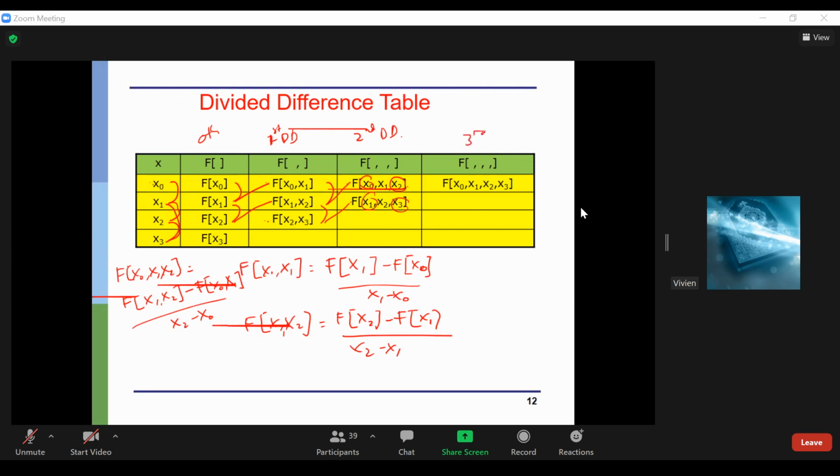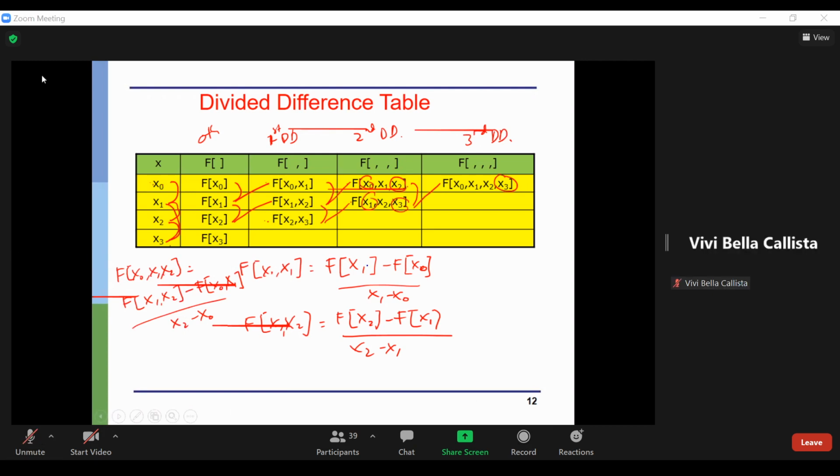Now we want to find the third divided difference, the fourth column. So how to calculate this one? That will be equal to f[x1, x2, x3] minus f[x0, x1, x2] divided by the largest, which is x3 minus x0. Okay, can you follow this? Yes, ma'am.